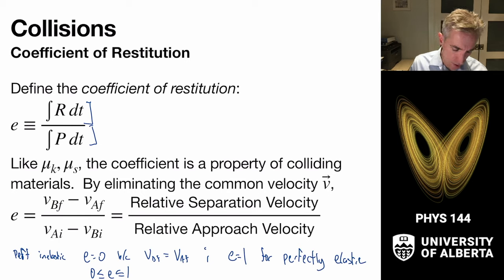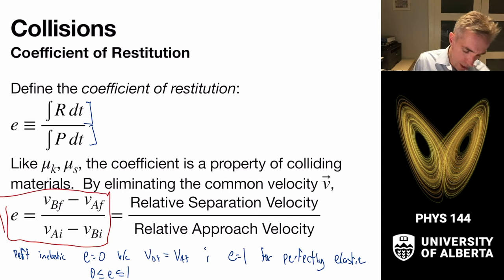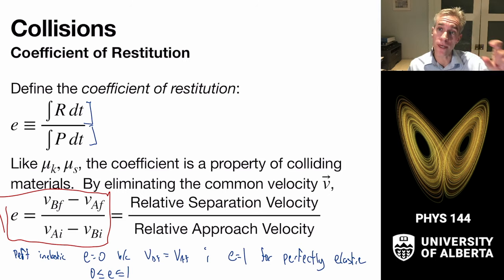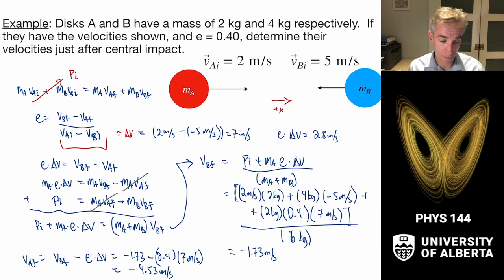So as a recall, this is the key expression from the coefficient of restitution: the relative separation velocity divided by the relative approach velocity has a fixed ratio in physics problems. We can usually just specify that, and that gives us the extra constraint we need to solve the conservation of momentum during collision problems.